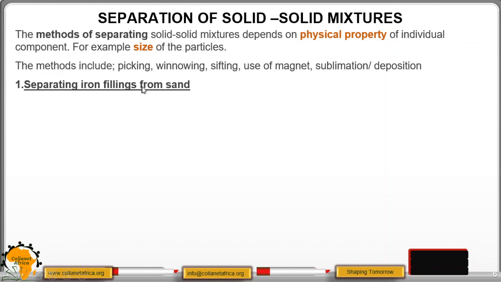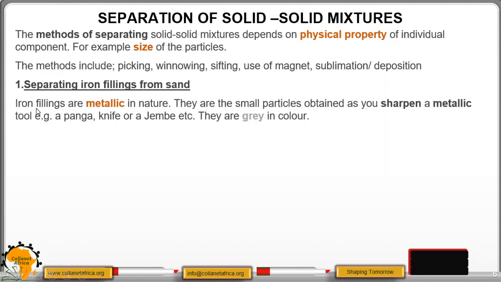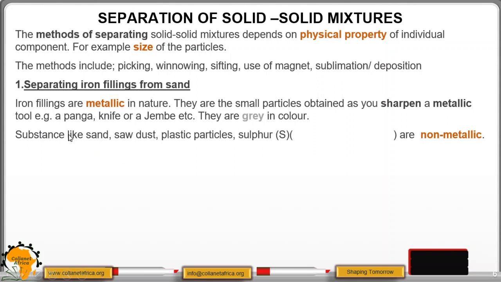Separating iron filings from sand. Iron filings are metallic in nature. They are small particles obtained as you sharpen a metallic tool, for example a panga, knife, or a jembe, etc. They are usually gray in color. Substances like sand, sawdust, plastic particles, sulfur with the symbol S, which is yellowish in color, are non-metallic.